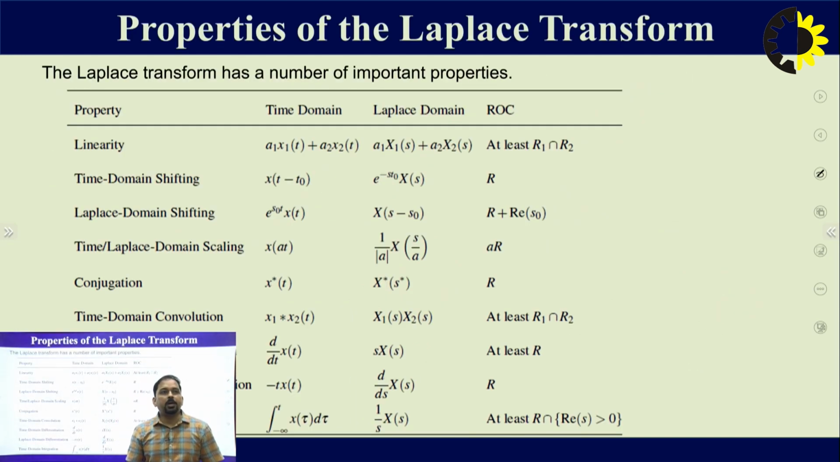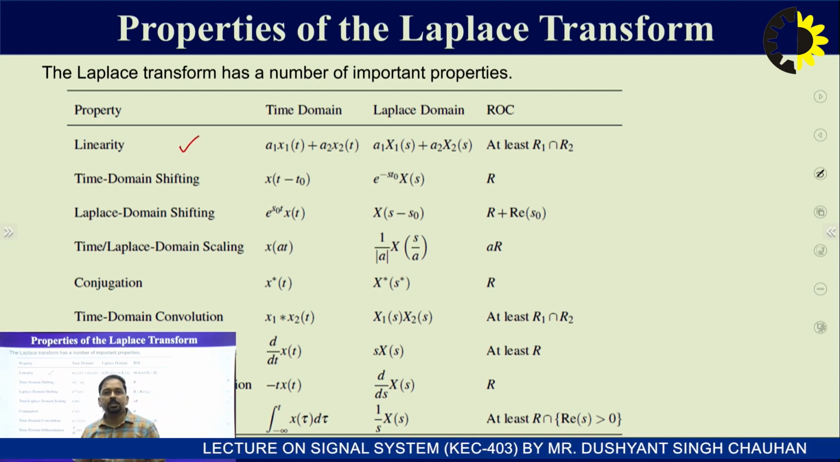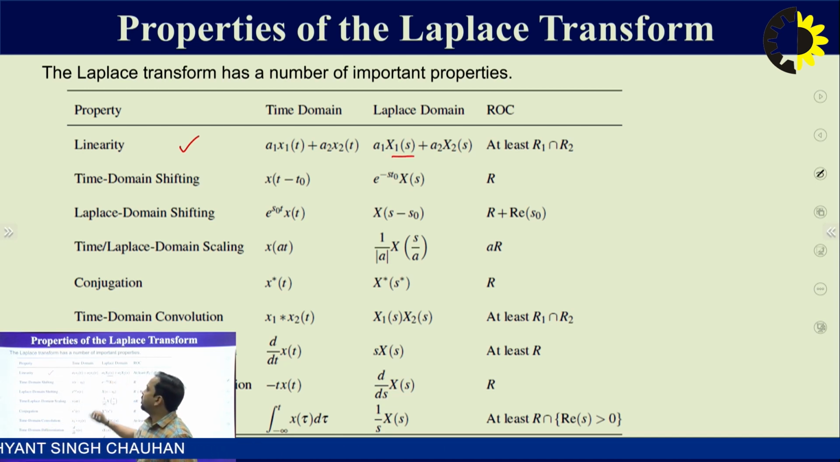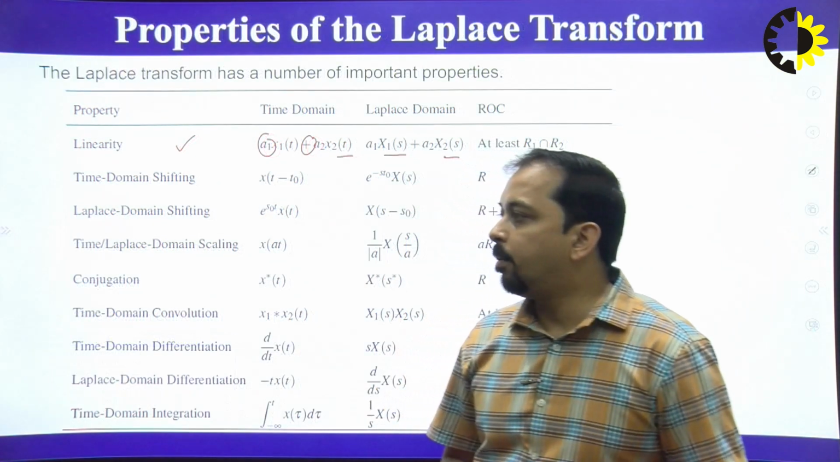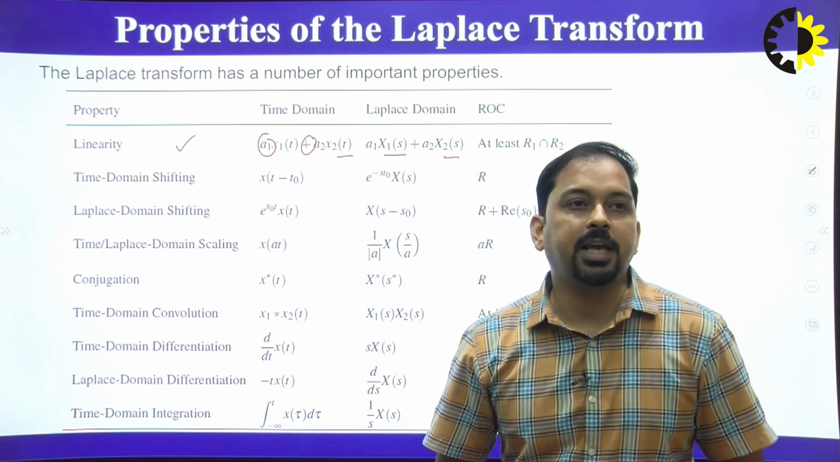After these properties of ROC, we have the properties of Laplace transform. Likewise, we have already seen several properties earlier in the case of Fourier transform. We start with linearity. Linearity means if for the signal x1(t) the transform is X1(s) and for x2(t) the transform is X2(s). Linearity is the principle of superposition which consists of additivity as well as homogeneity. If we multiply the input signal by a factor of a1, the transform has to be multiplied by the same factor.